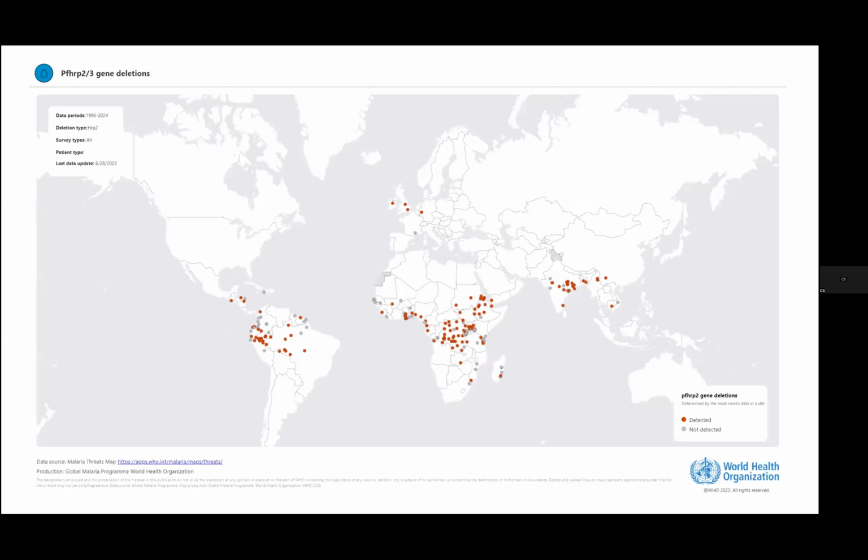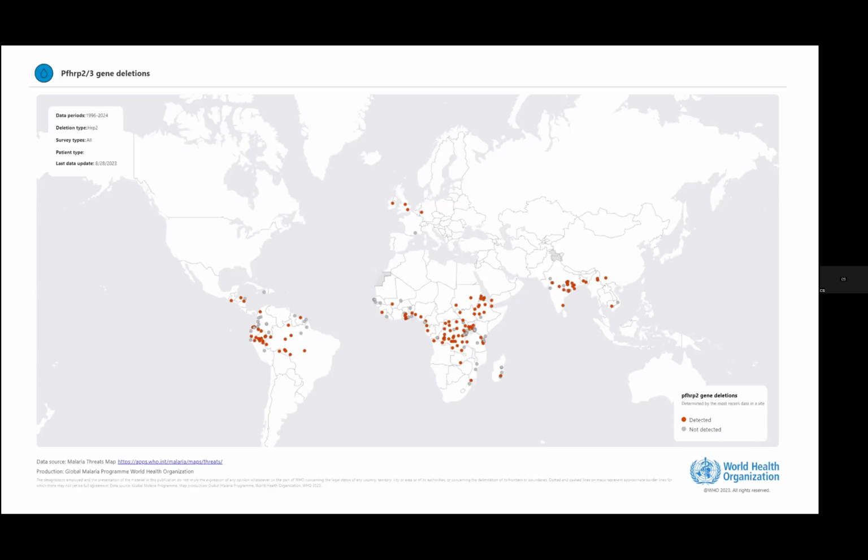WHO has recommended that countries with reports of these deletions and their neighboring countries conduct representative baseline surveys to determine the prevalence of these deletions causing false negative RDT results. And that if you reach a threshold of more than 5% of these deletions, there requires a change in the RDT that's being used. So there have been multiple publications, and as you can see here, deletions have been detected on the African continent. In South Africa, this surveillance is not formalized, but to date in the studies that have been done by ARMA, none of these deletions have been detected.